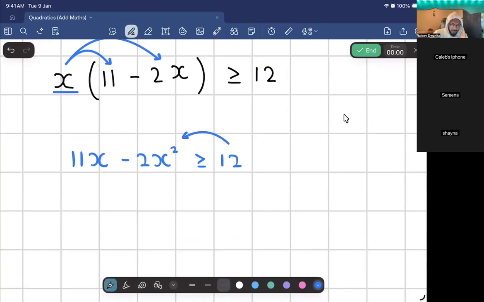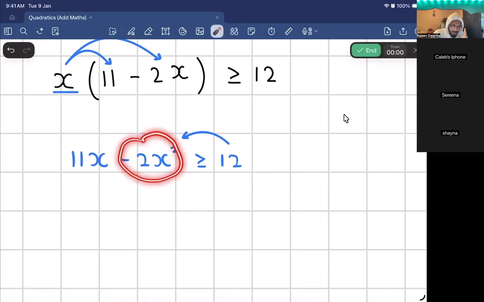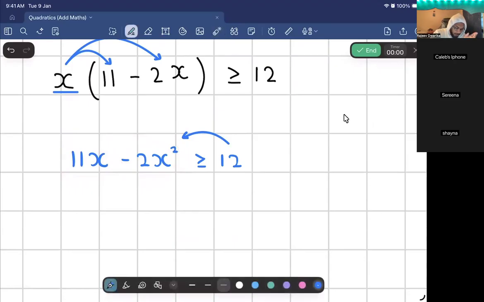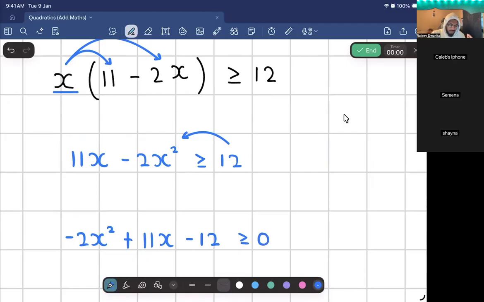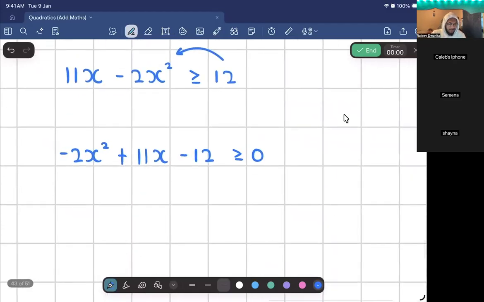Now, Caleb, you see how I have negative 2x squared here and plus 11x? If I wanted, I could have written minus 2x squared, and this 11x is positive or negative? Positive. So I could write plus 11x. Did I do anything illegal, or do you understand that? I understand. And I moved across the 12, so now it's going to be minus 12, yeah? Yes, sir. Right? More than or equal to 0. Now, to factorize is looking a little hard, right?